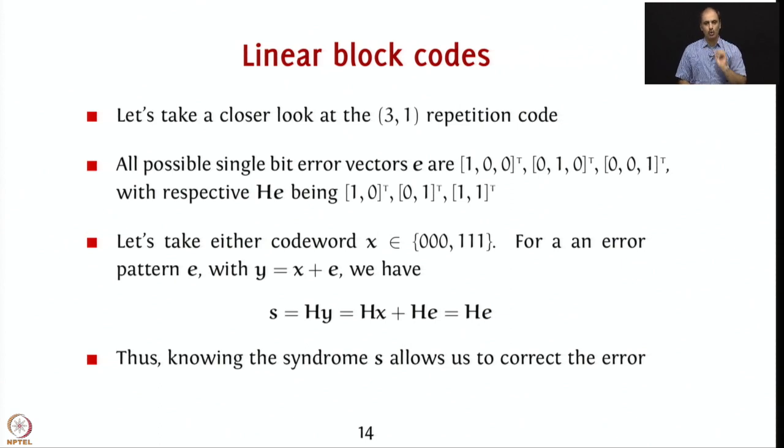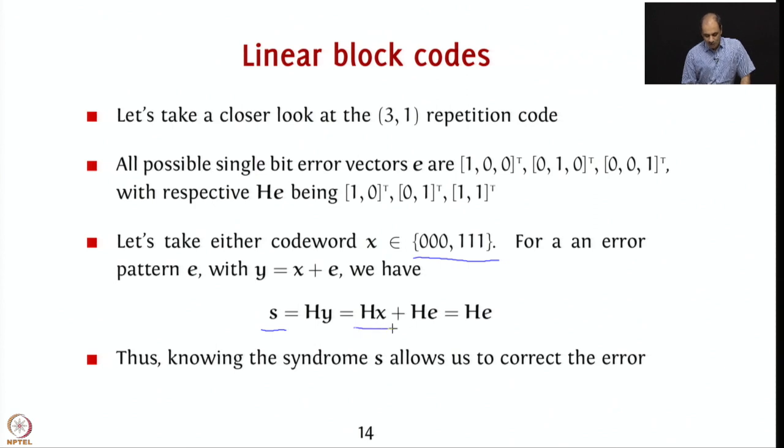If you take any of your code words x, which is basically 000 or 111 written as a column vector, I am writing it for convenience in this manner. For an error pattern e, y is equal to x plus e. So x is either 000 or 111. Now one thing you saw is that whether I sent 000 or 111, H times y always gave you the correct location of the error, H times e. Why? The reason is that if you calculate s defined as Hy, s is also called the syndrome, Hy is equal to H times (x plus e). And because this is a linear operation, you can write it as Hx plus He.